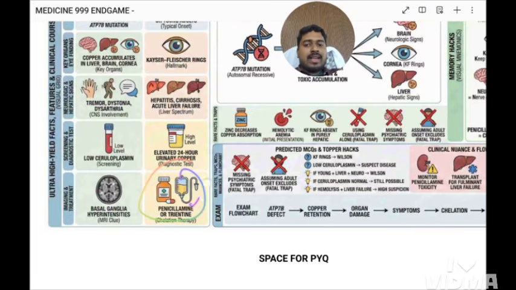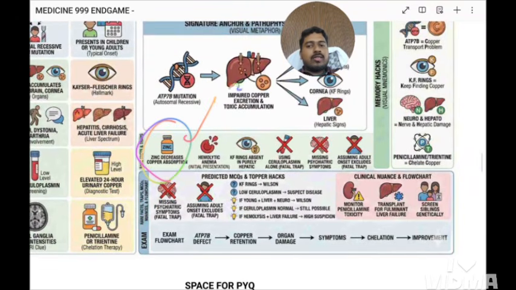So what is the treatment? Penicillamine or trientine. Okay, we also use zinc therapy so that zinc will compete with copper in the digestive tract. Yes, see here, zinc decreases copper absorption.